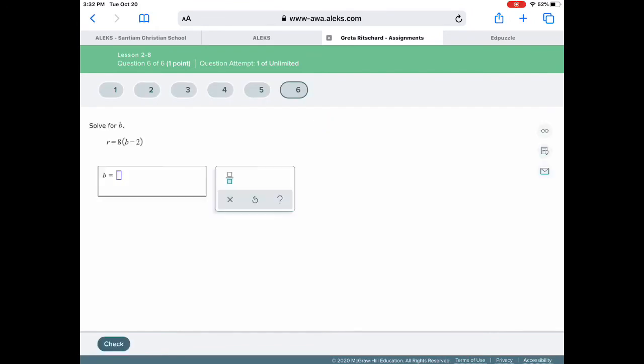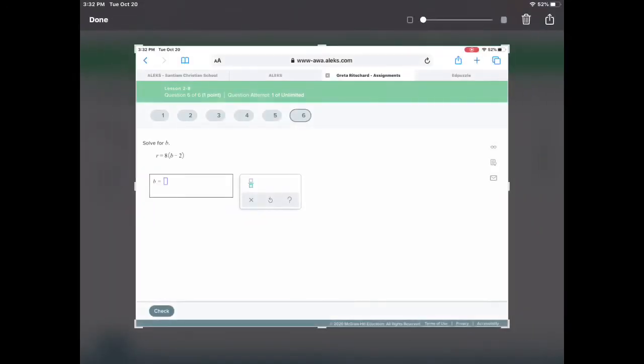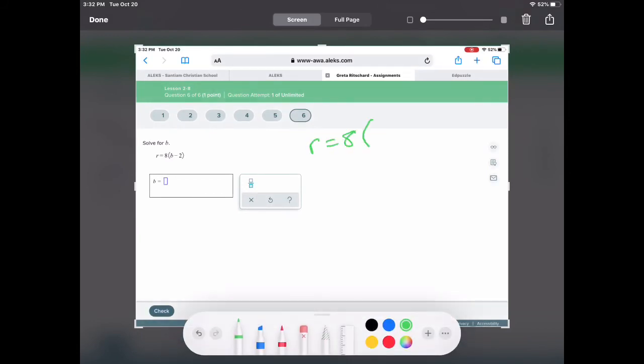Last problem. We have r equals 8 times b minus 2. And we need to solve for b. And b is buried in the parentheses. So here's how we can unravel this. Let's work on the outside of the parentheses. It's 8 times, right? So undoing 8 times is to divide by 8. That'll cancel that. So we're going to have r over 8.